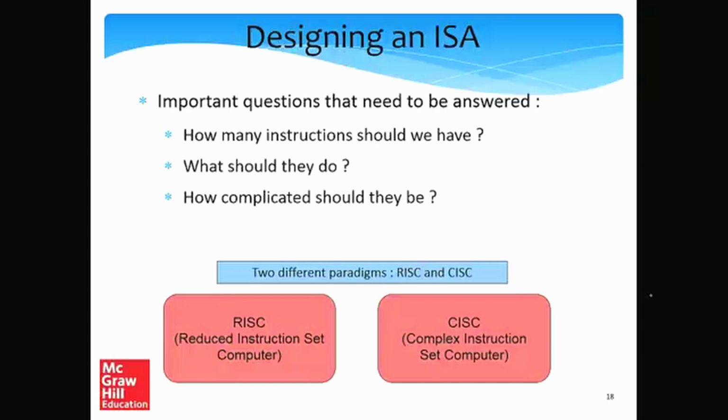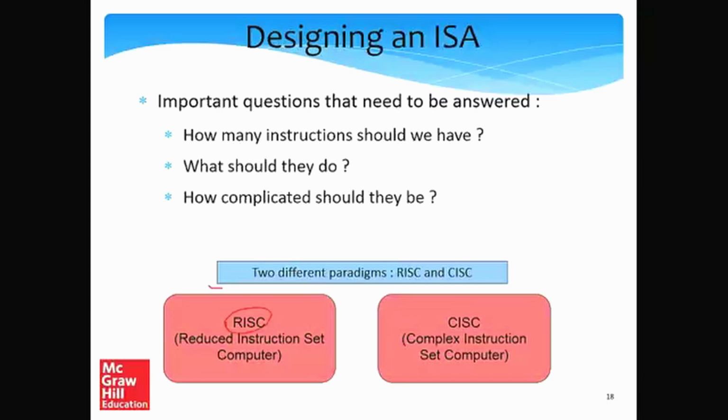So there are very important questions that need to be answered. Like, how many instructions should we have? What exactly should they do? How complicated should they be? So there are different paradigms with which we can design instruction set architectures. So we can have what are called RISC architectures, and we can have CISC architectures.